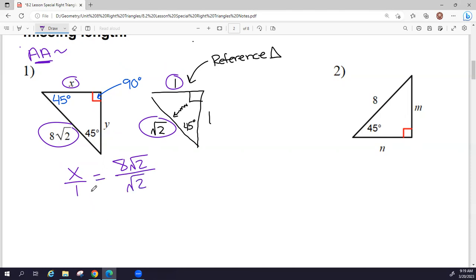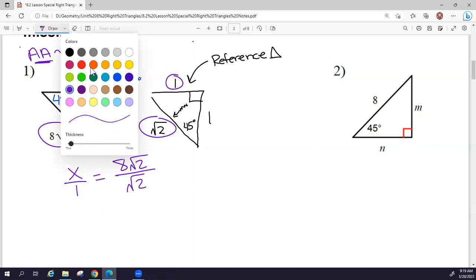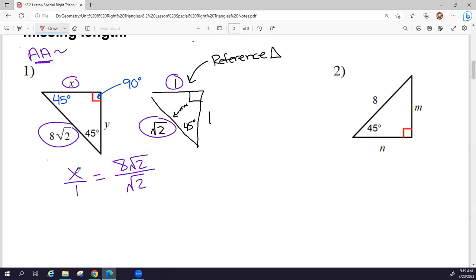And so we can now solve this proportion. I can do x times root 2, and then 1 times 8 root 2. But what's really nice is I don't actually have to do that in this one. When I divide x by 1, I don't really need that divided by 1. And I can just simplify what we have over here.